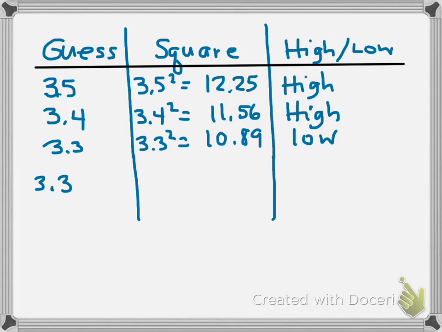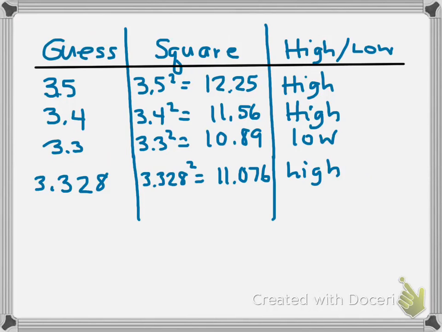So we're going to try, since it wants 3 decimal places, 3.328. We take that number squared, 3.328 squared, and see if we can get it close to 11. We get 11.076. It's still too high. So let's go down to 3.316. We're just guessing numbers here.